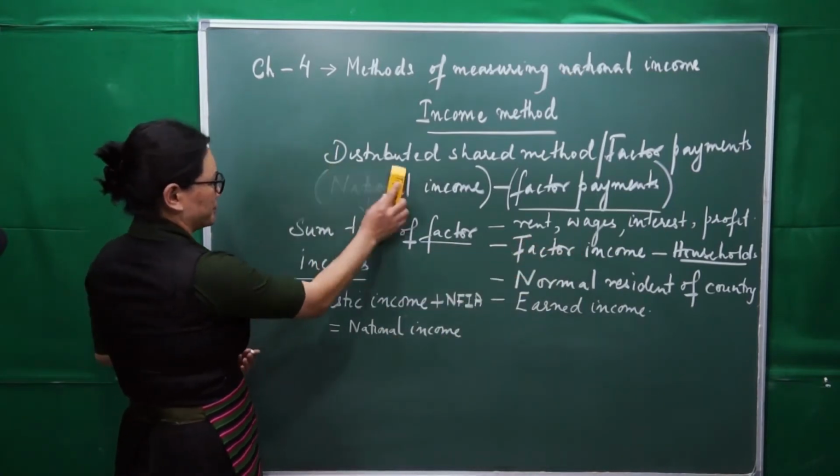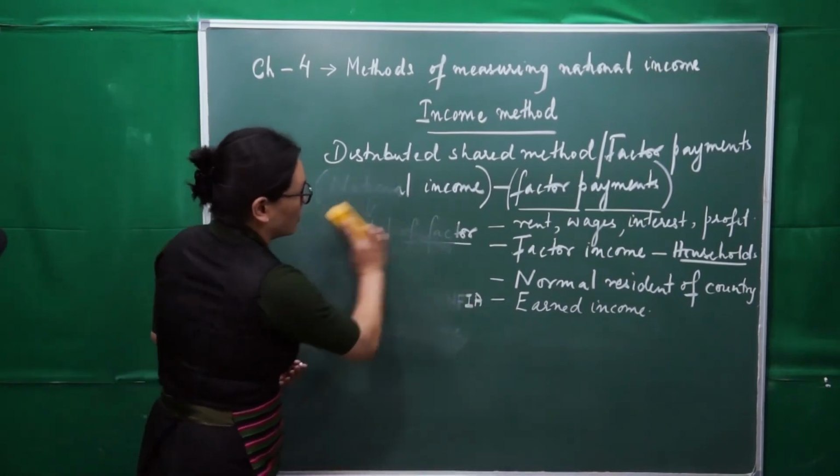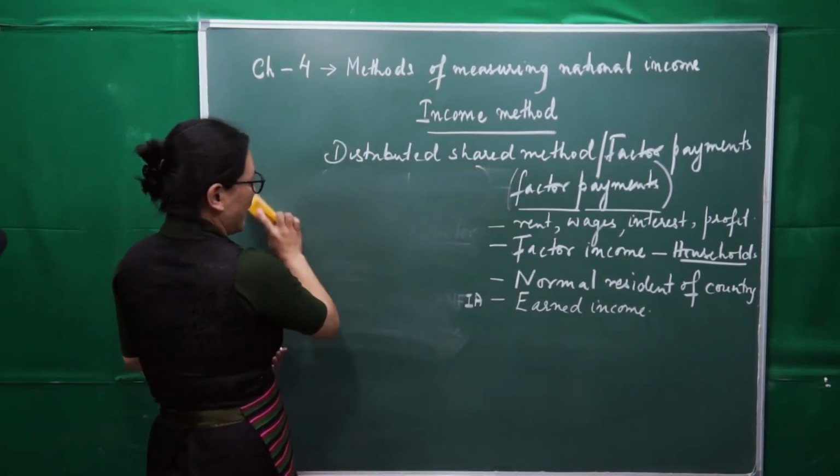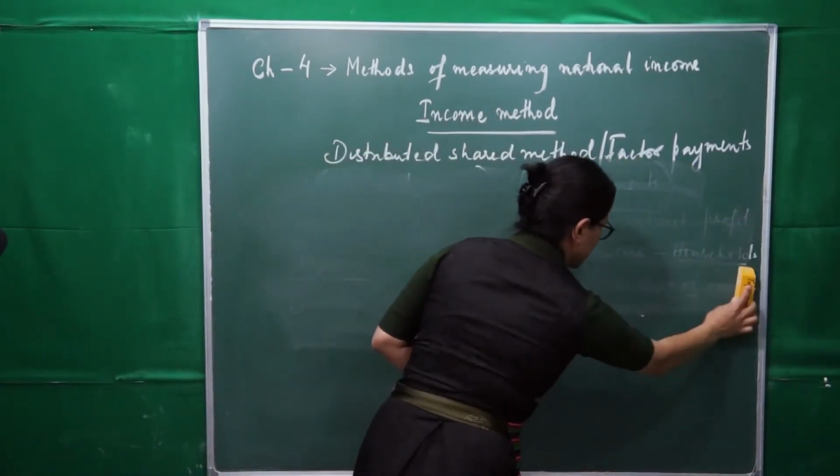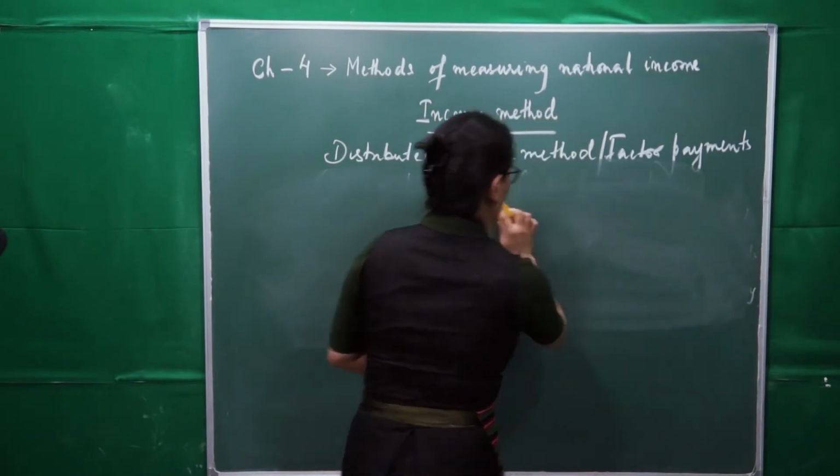All right? Now, we have 3 classifications of factor income.